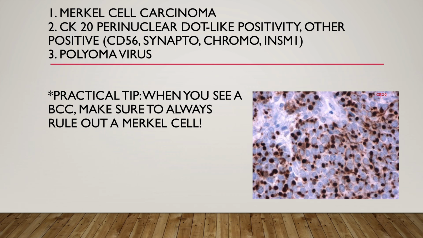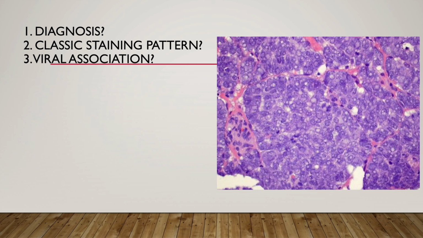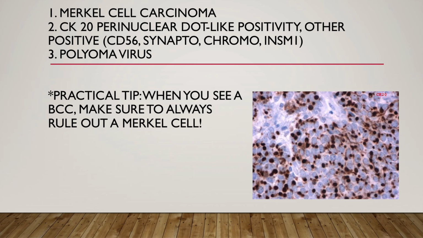Practical tip: when you see a basal cell carcinoma, which you will see a lot of on your dermpath rotation, make sure to always rule out a Merkel cell. Basal cell, you'll have budding from the epidermis, whereas Merkel cell will be predominantly dermal. You'll have peripheral palisading, myxoid stroma, and stromal retraction.